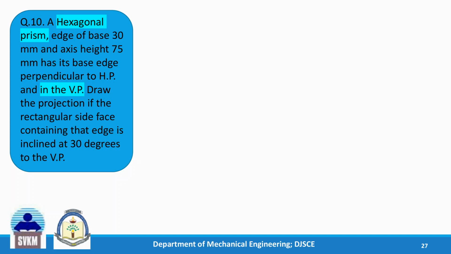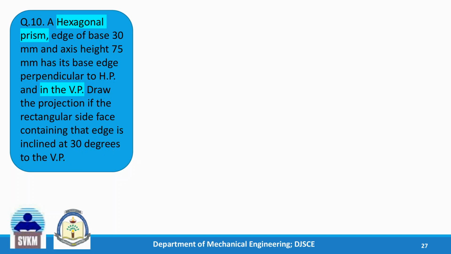Draw the projection of the rectangular side face containing that edge. Which edge? That edge of the base which is perpendicular to HP, the rectangular face containing that base edge is inclined at 30 degrees to the VP. So this we need for the second step.